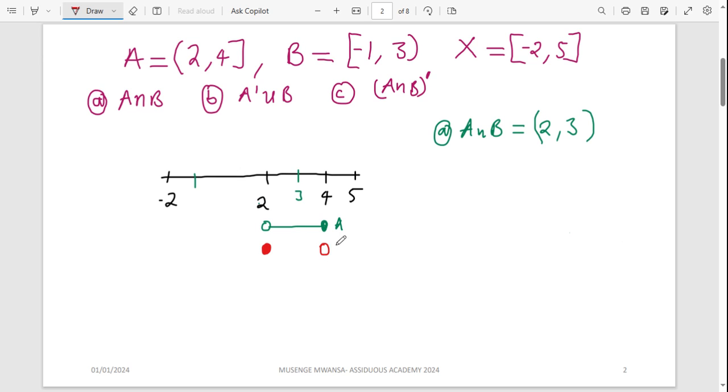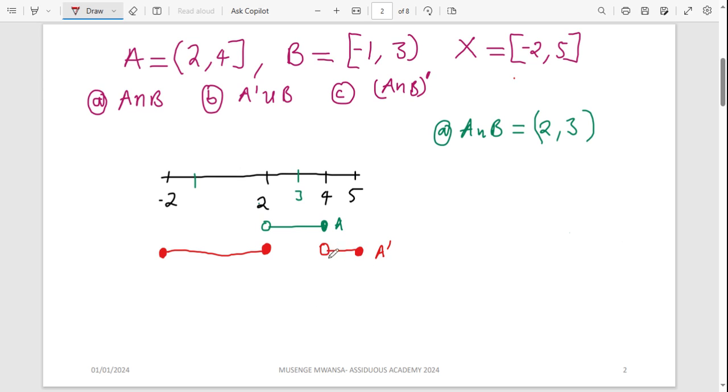Now, when you do this, start going outwards in both directions. But remember, you can't exceed the universal set. The universal set is starting at negative 2, and negative 2 is part of the universal set, so I'm going to shade that negative 2. And then it is going all the way up to 5, and 5 is part of the universal set, so I'm also going to shade that 5. So this set I've written here is a complement.